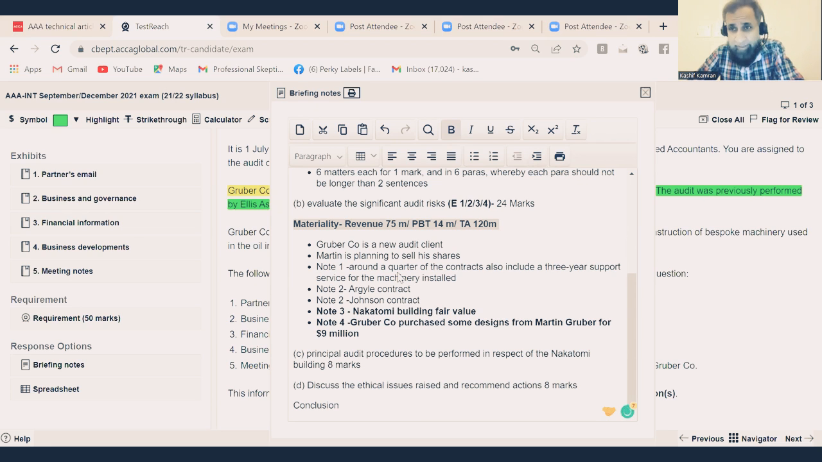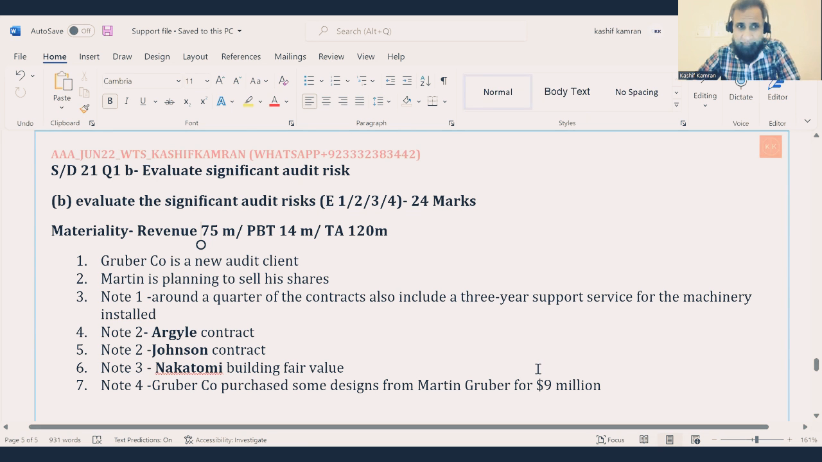Now, the important thing is we found risk. Let's see the marking scheme, and let's see the way you should be writing risk for a 24 marks answer before we jump into procedures. I copied them into my Word file at the end of part 1, and they are right here. So we found these risks. Grubber is a new audit client. Martin is planning to sell shares.